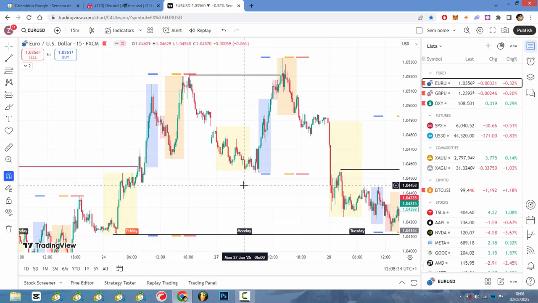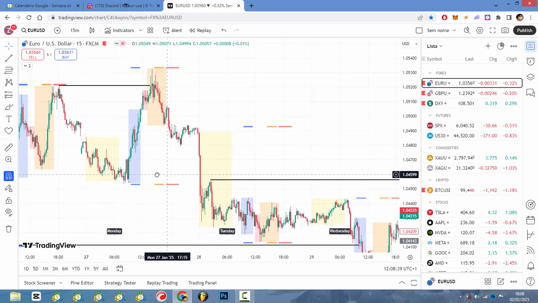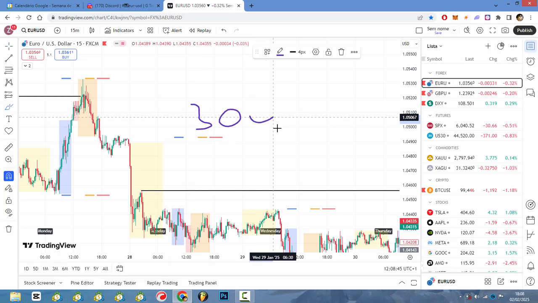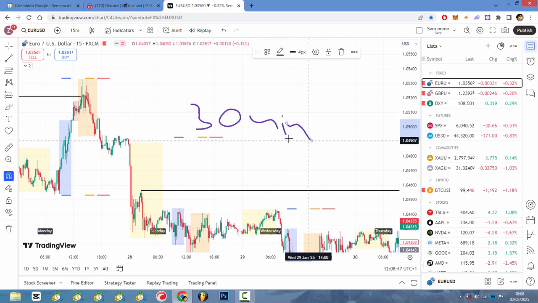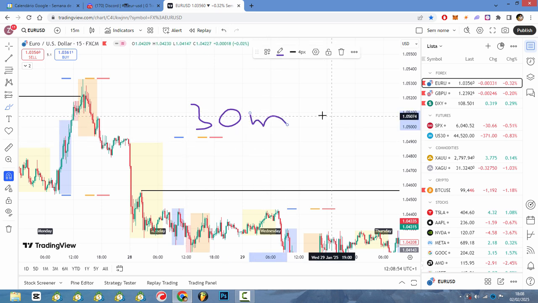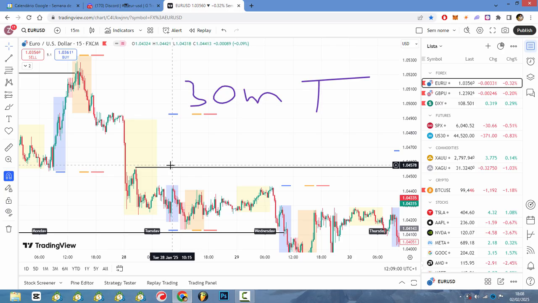And that brings me to my next point, which is the London manipulation timing. So London manipulation timing is what I was talking about, the first 30 minutes of the London session. The first 30 minutes of London are a trap, all right? You always want to wait for those first 30 minutes, because those first 30 minutes, you see how the kill zone opens here?